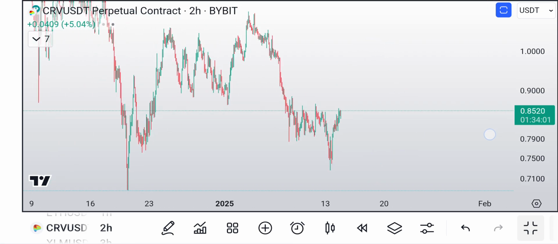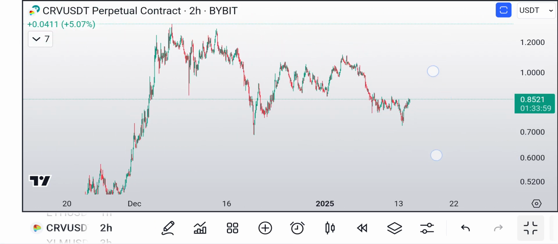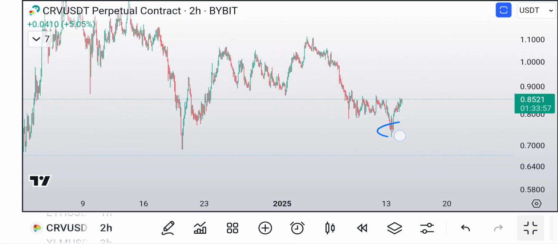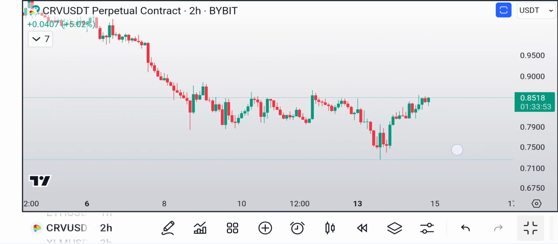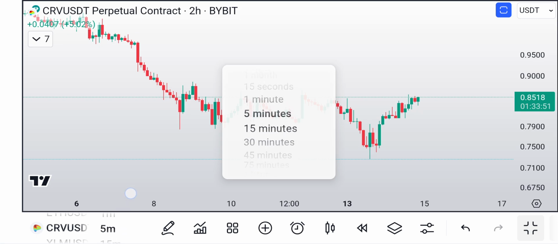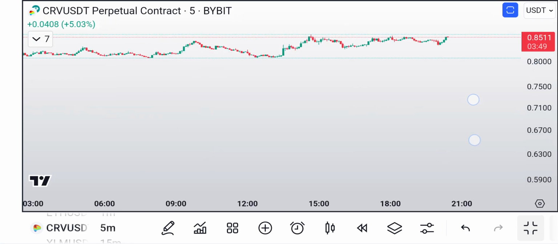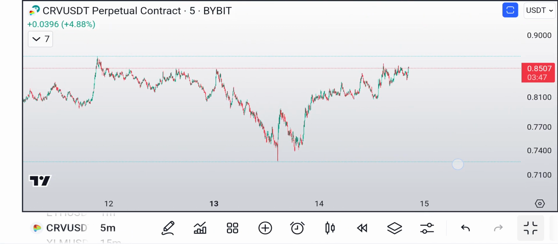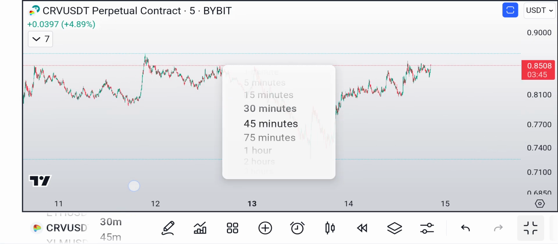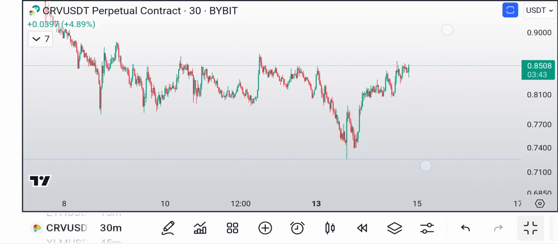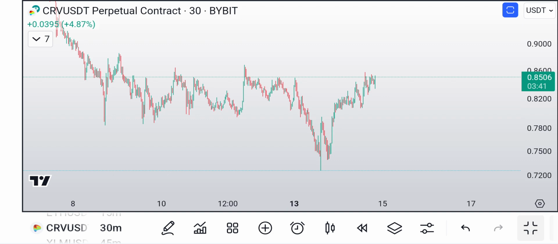CRV looks pretty dang good too. I missed that one. I didn't get to buy that one. But yeah, it looks good. I'm afraid if I buy it, it's just going to end up coming back down. Yeah, we're right at resistance here.